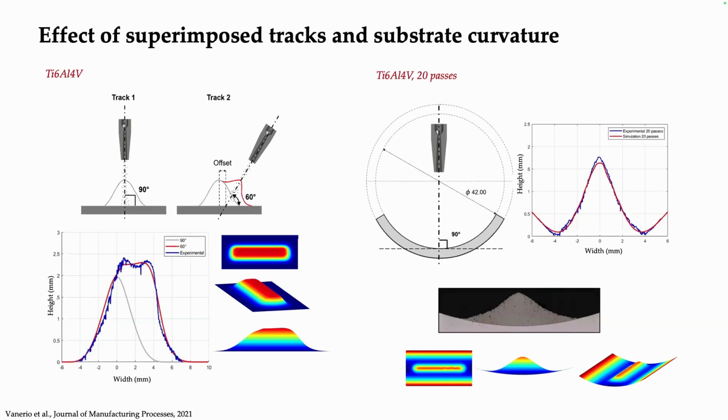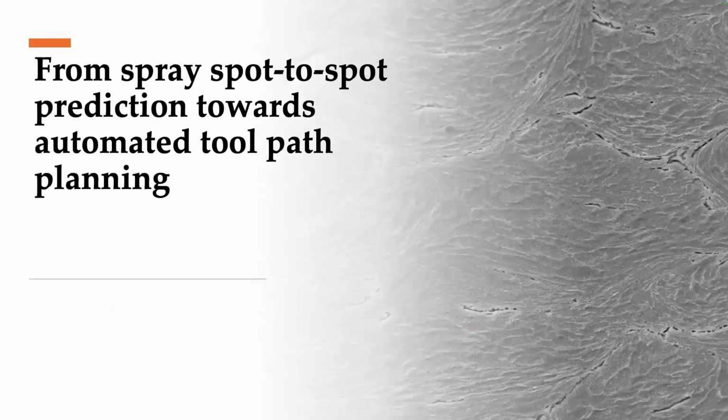And also we validated the model for cases where we don't have a planar substrate. So this would be a more complex shape where we also have a curved substrate, and that is affecting the dynamics of the deposition during cold spray. So the model is working very well for all the cases that we have developed till now, but we are still predicting spot geometry. Moving from spot to spot prediction to an automated tool pass planning, that is the case for other additive manufacturing, there's still a long way to go for that.